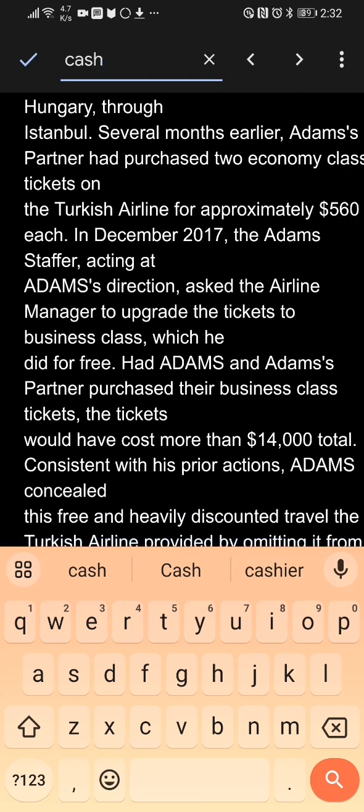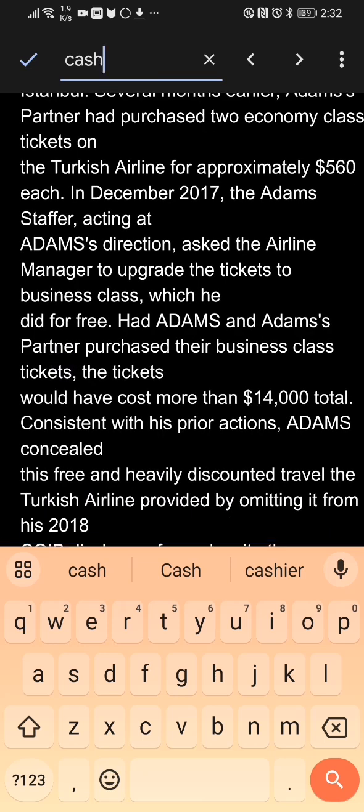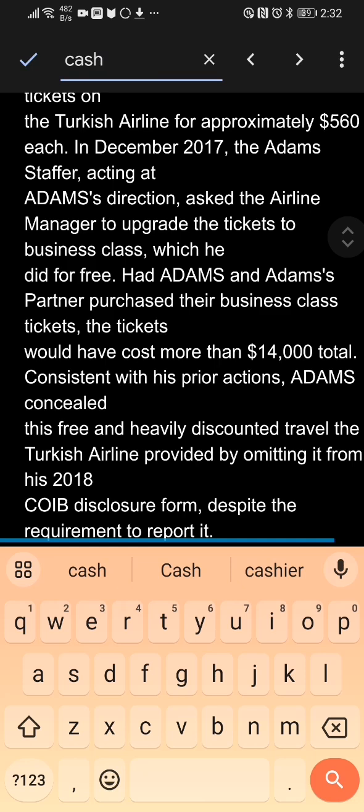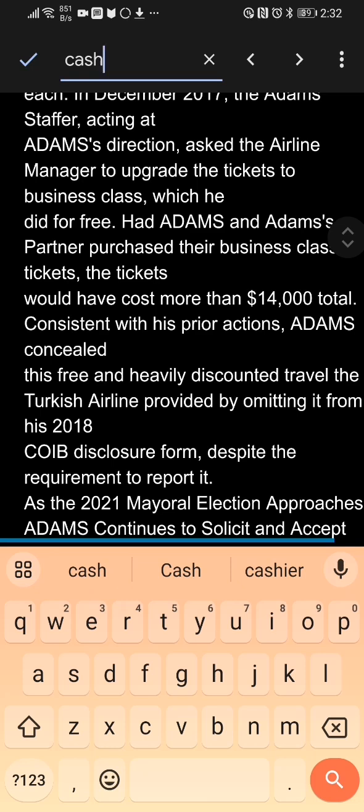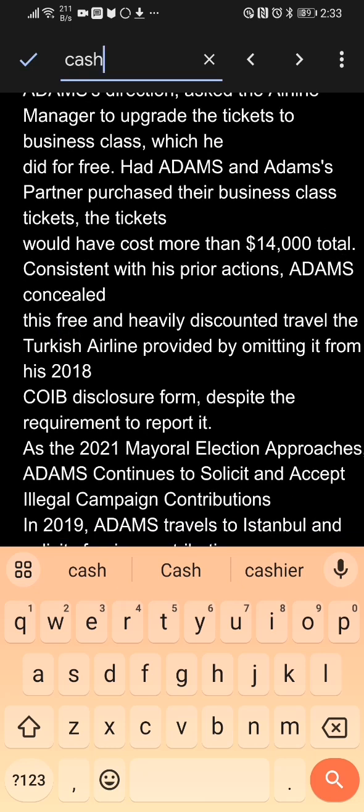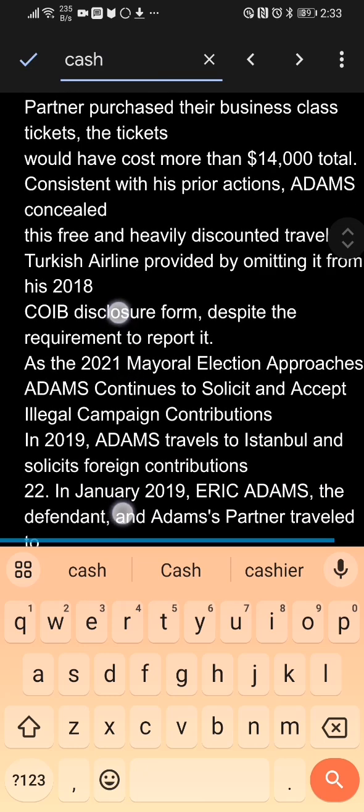Had Adams and Adams' partner purchased their business class tickets, the tickets would have cost more than $14,000 total. Consistent with his prior actions, Adams concealed this free and heavily discounted travel the Turkish airline provided by omitting it from his 2018 conflict of interest disclosure, despite the requirement to report it. As the 2021 mayoral election approached, Adams continued to solicit and accept illegal campaign contributions.